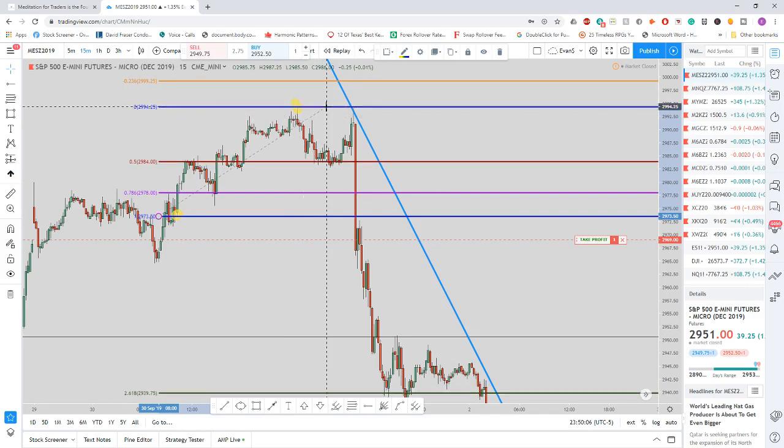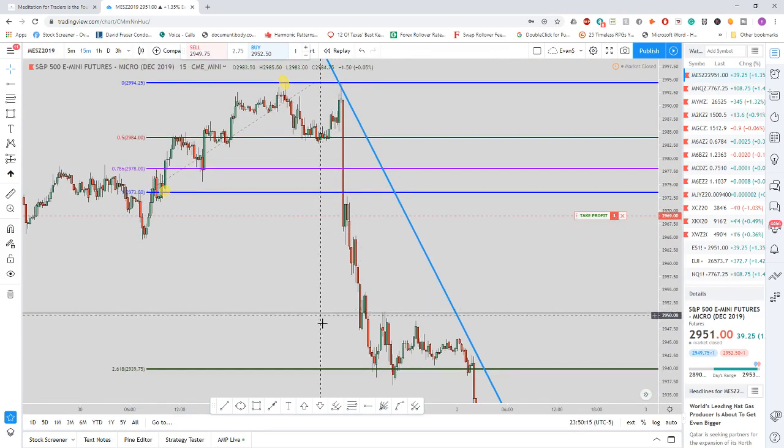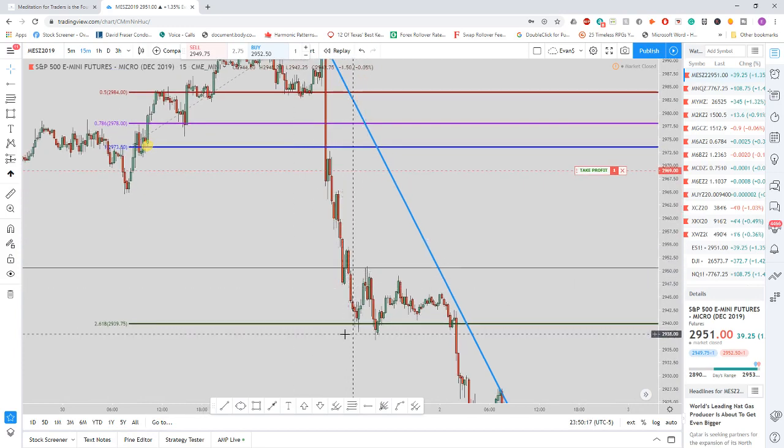Let me draw that down one more tick. There we go, perfect. So you see price came down, just blew completely through it, didn't even stop right there. It didn't even stop at the 100 and was just going down, down, down, down. So not until you started seeing a little bit of pushback or fight back was until price hit the 261.8.